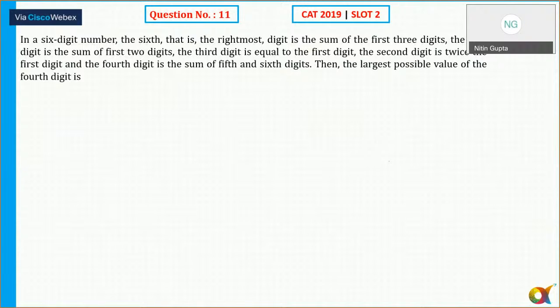Now, let's see. It says in a 6-digit number, let's say the 6-digit number is A, B, C, D, E, F. The sixth, that is the rightmost digit, is the sum of the first 3 digits. The fifth digit is the sum of the first 2, so F is equal to A plus B plus C, E is equal to A plus B. The third digit is equal to the first digit. So it means C is equal to A.